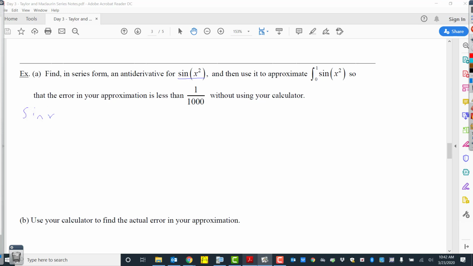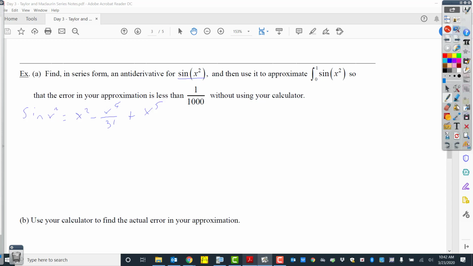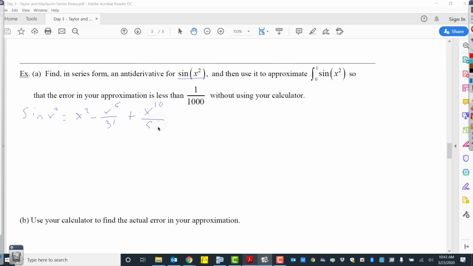Sine of x squared is equal to x squared minus x to the 6th over 3 factorial plus x to the 10th over 5 factorial minus x to the 14th over 7 factorial plus, and we'll try with 4 terms first and see if that's accurate enough. If not, we'll come back and try it with something a little more accurate. Okay, this should have been 6. It almost looks like a 5.